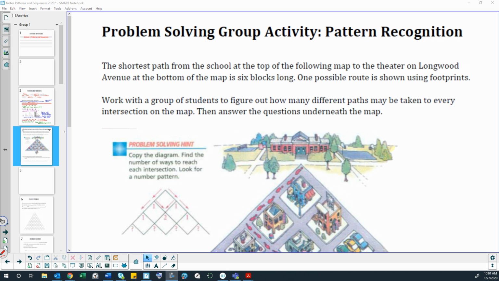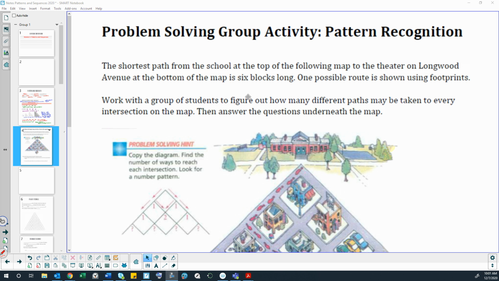Problem solving group activity: pattern recognition. I considered not assigning this to you at all because I feel like this year it's difficult. So I'm doing it basically for you, with you, whatever. And all you have to do is watch this video, complete it, turn it in, and voila, instant points.